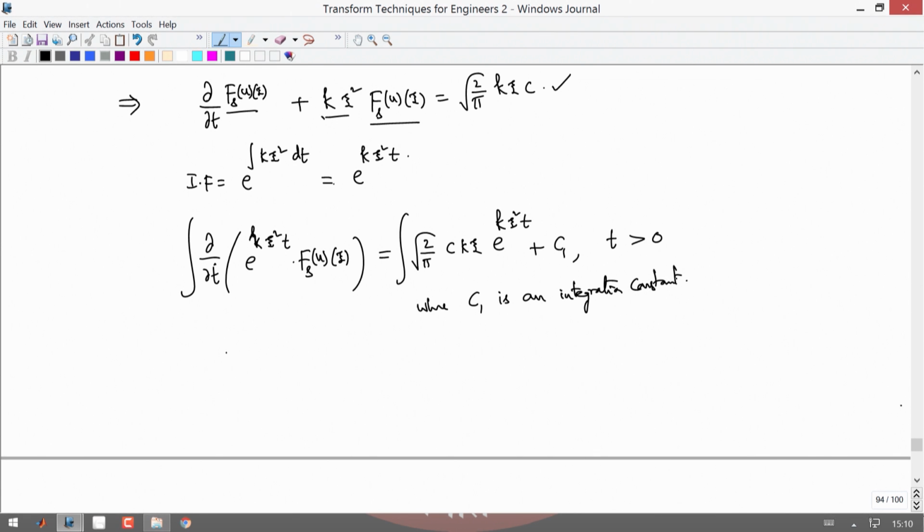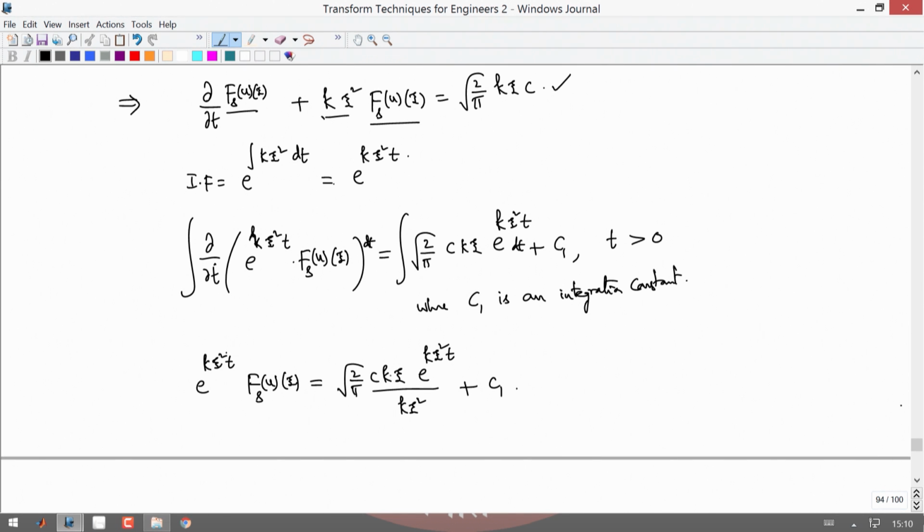This is your general solution. So if you do this, this is with respect to dt. So you end up getting e power kappa xi square t times Fourier sine transform is equal to root 2 by pi c kappa xi, and this is divided by kappa xi square e power kappa xi square t, that is the integration of that, plus C1.